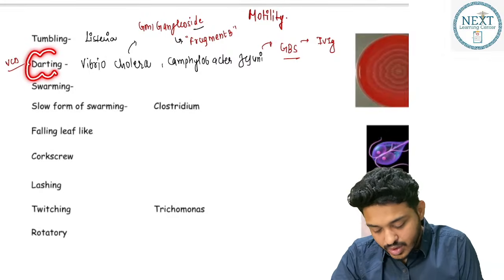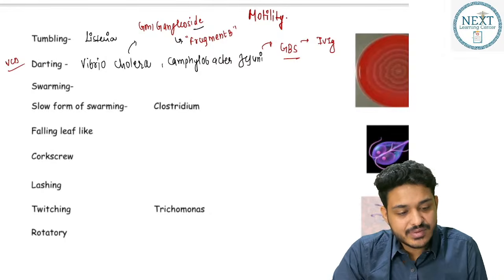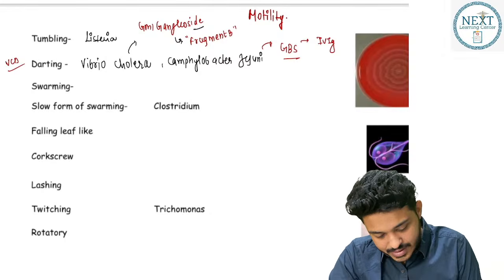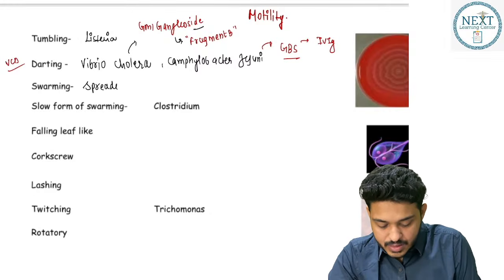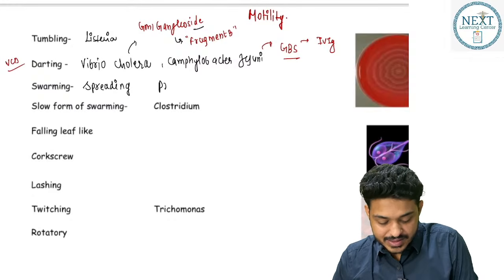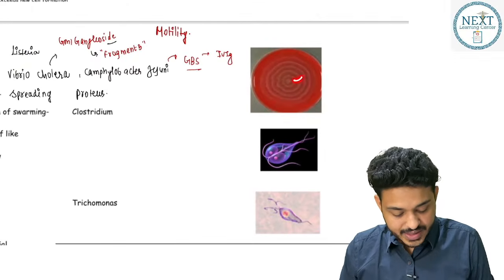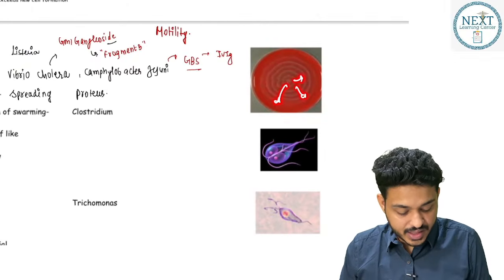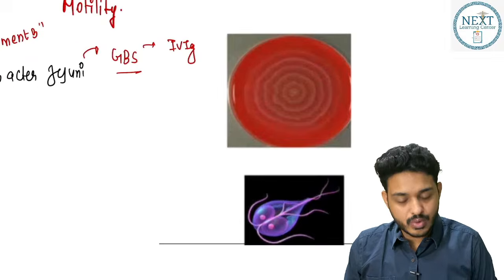So these two organisms are going to show you what? Darting motility. Swarming motility is seen with what? Swarming, what does swarming mean? Spreading. Swarming means to spread all over. This is seen with Proteus, right? This is the swarming motility. Can you appreciate? It has spread over the whole slide, right? So this is known as swarming motility, and this is seen with the Proteus organism, right?